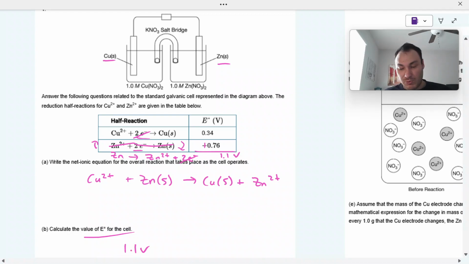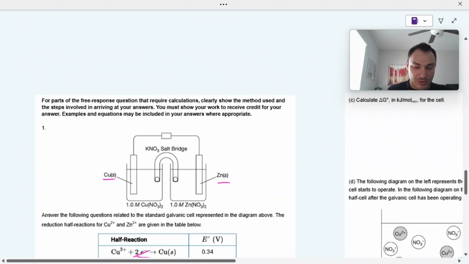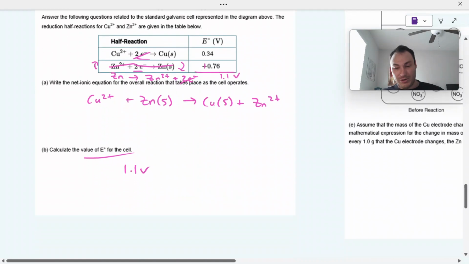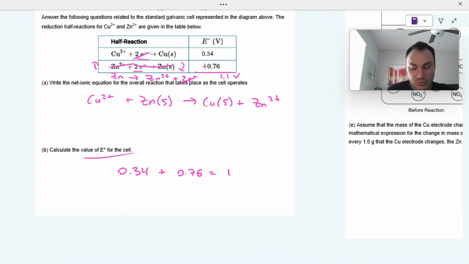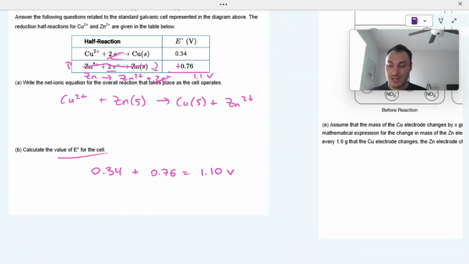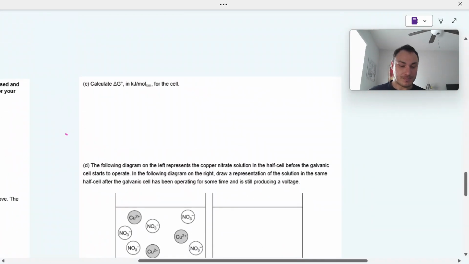I'm not just going to write 1.1 volts because, whoa, look at that. We must show work with our answer. So let me put 0.34 plus 0.76 is equal to 1.10 volts. That would be correct rounded to sig figs, the way that addition significant figures work.